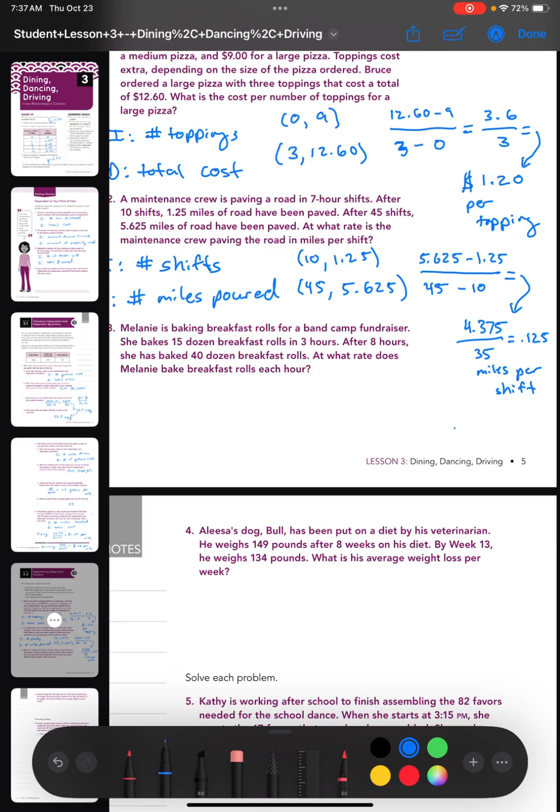All right, and then the third one, Melanie is baking breakfast rolls for a band camp fundraiser. She bakes 15 dozen breakfast rolls in 3 hours. After 8 hours, she has baked 40 dozen breakfast rolls. At what rate does Melanie bake breakfast rolls?